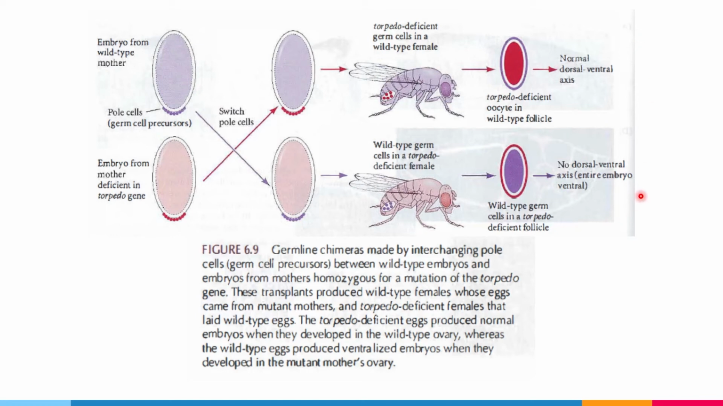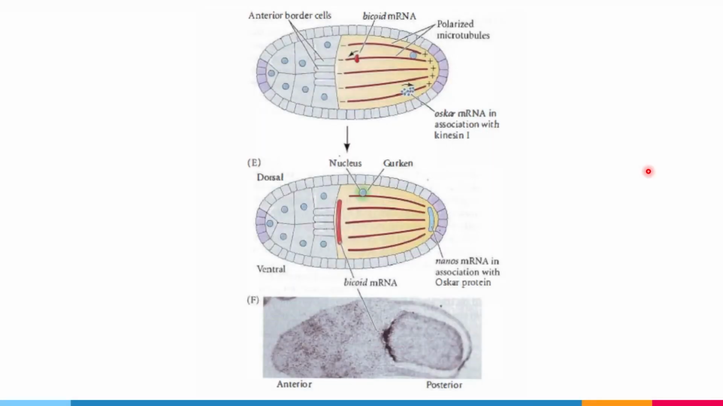So these types of experiments were done in order to show that gurken is necessary in the germline and torpedo is necessary in the follicle cells or the somatic cells.